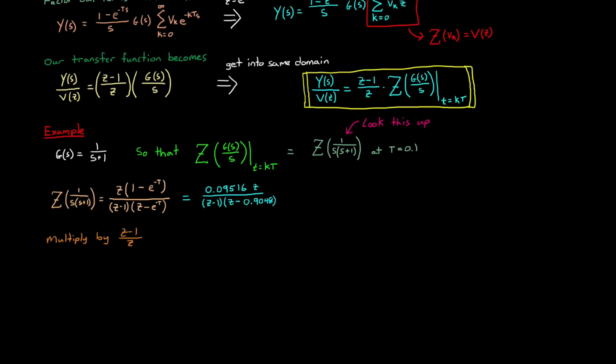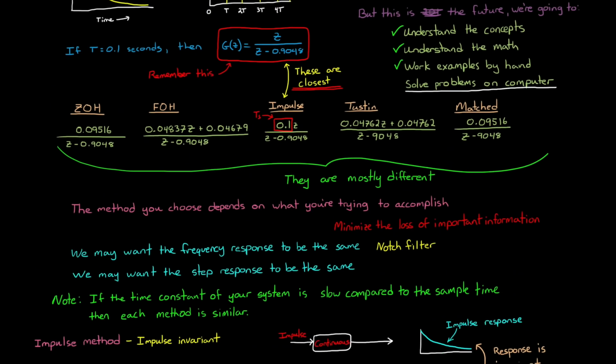We can then multiply by z minus 1 over z, make the appropriate cancellations, and what we're left with is 0.09516 over (z minus 0.9048). This is our equivalent zero-order hold discrete transfer function. And the important part is that it matches exactly what MATLAB produced.